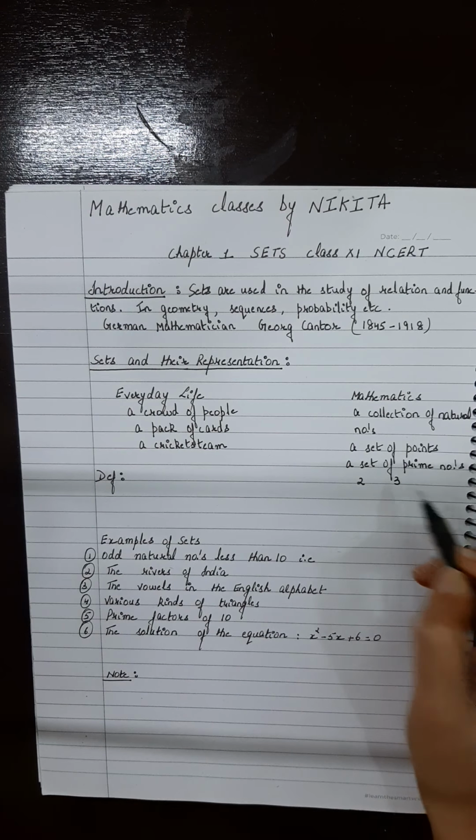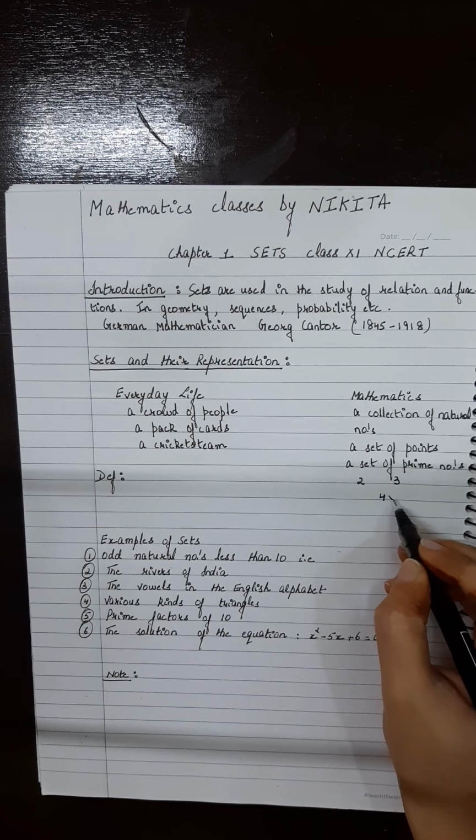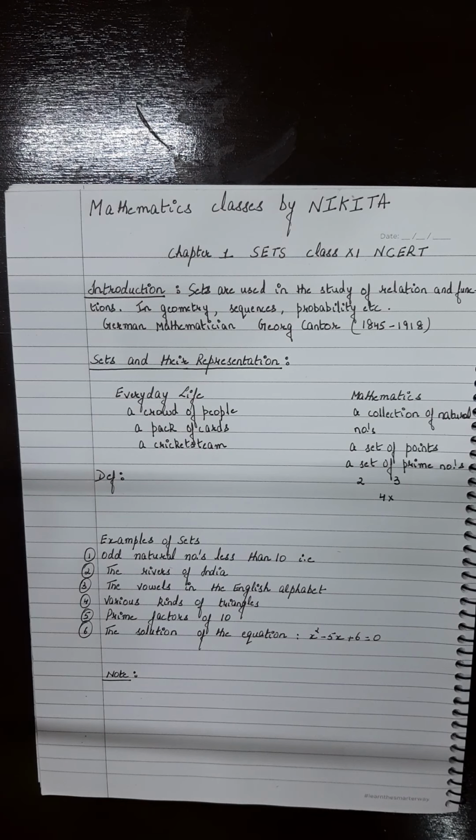So 3 is also a prime number because 1 and 3 are the only two divisors of 3. But if I consider 4, so 4 is not a prime number because 1 and 4 are divisors of 4, but 2 is also a divisor of 4. So it is not a prime number.